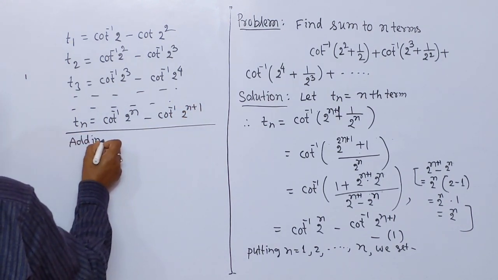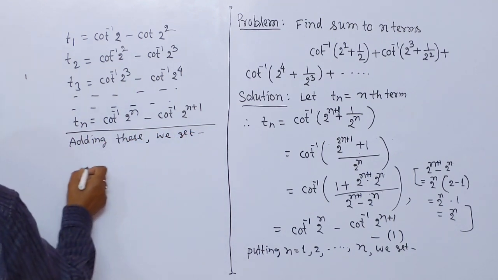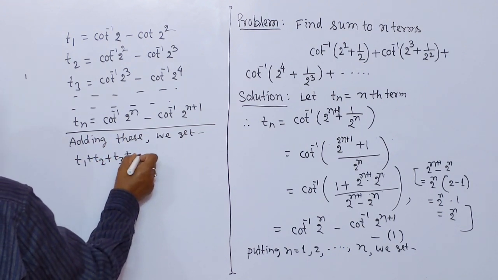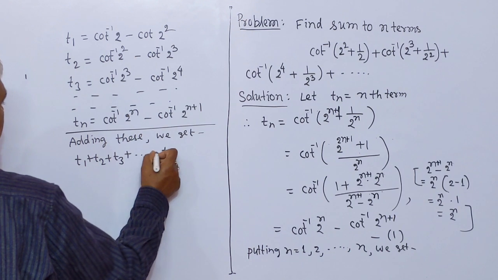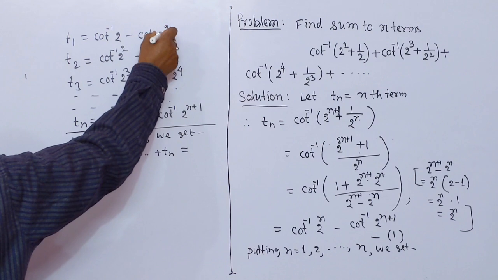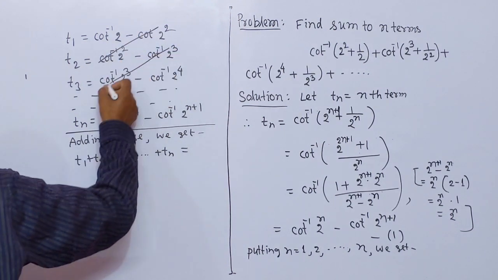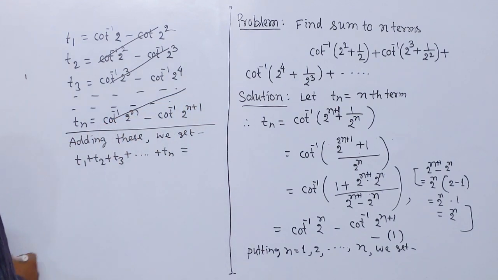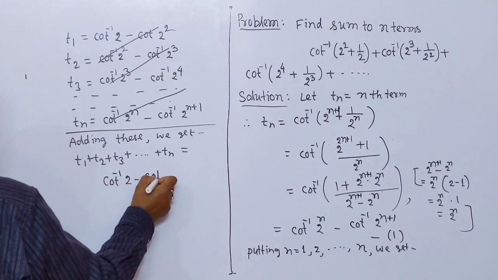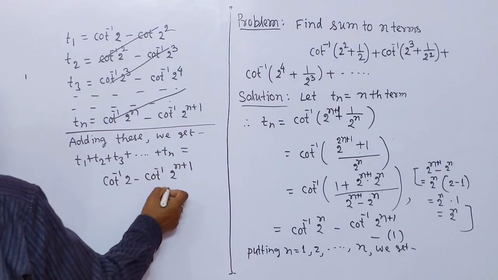Adding these, we get T1 plus T2 plus T3 plus Tn equal to, here cot inverse 2 square negative, cot inverse 2 square positive. This cancel, and this diagonal cancel. Remains cot inverse 2 minus cot inverse 2 to the power n plus 1. This is the required answer.